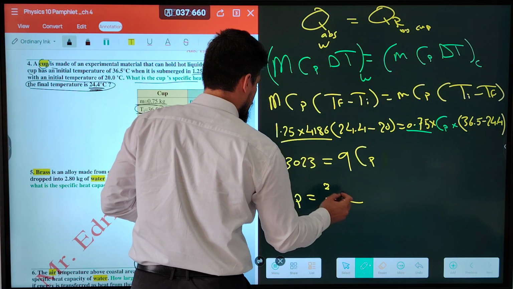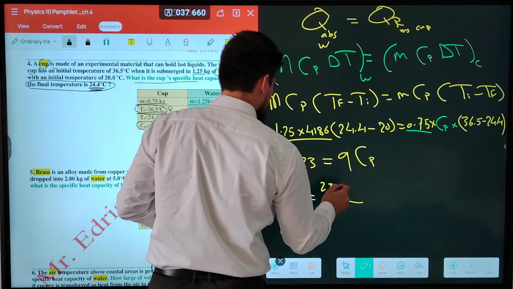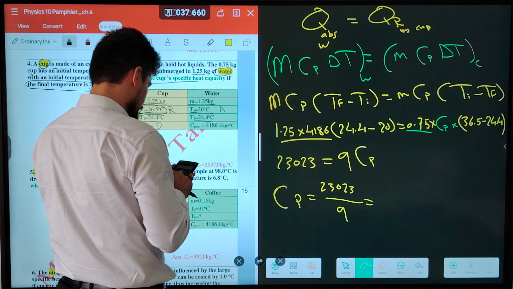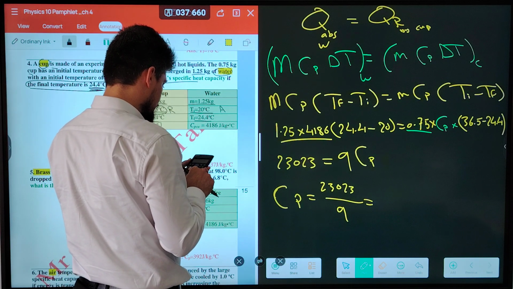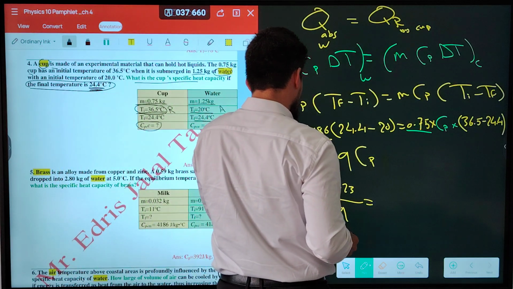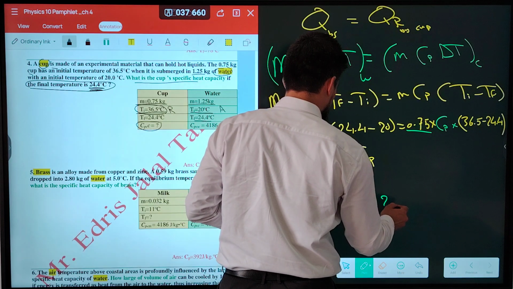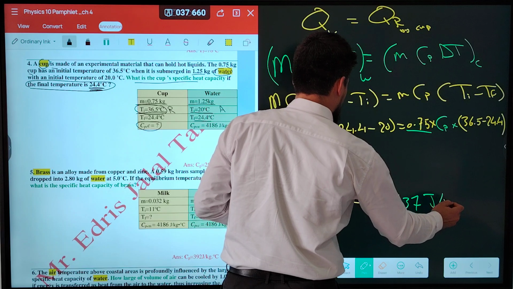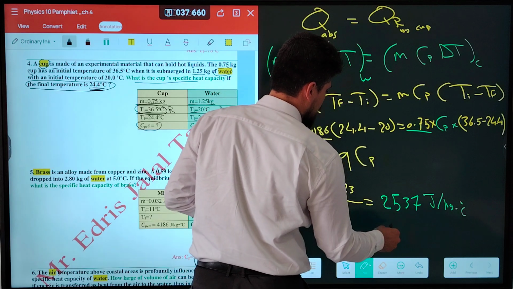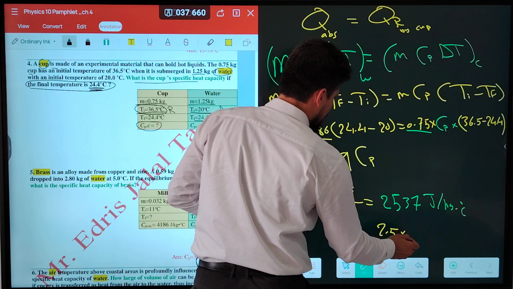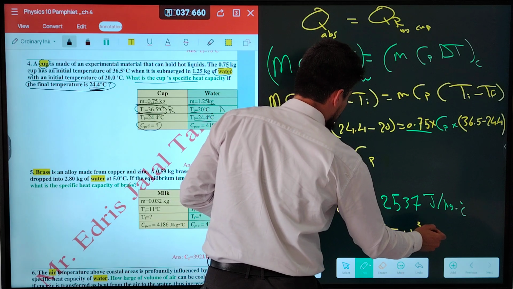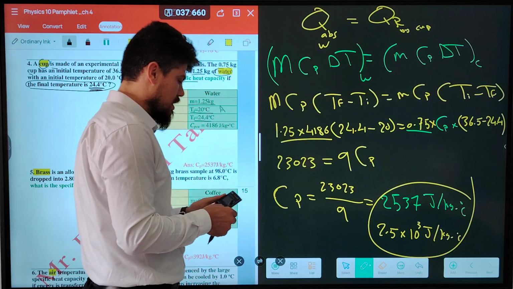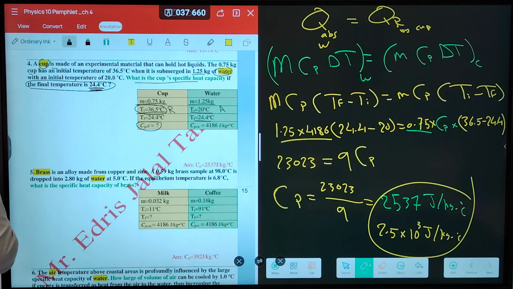Rearrange the equation: 23,023 divide by 9. I got 2,537 approximately. 2,537 joule per kilogram Celsius. And sometimes you can write 2.5 times 10 to the power 3 joule per kilogram Celsius. This is exactly the same thing, I just changed it to scientific notation and made it a power.